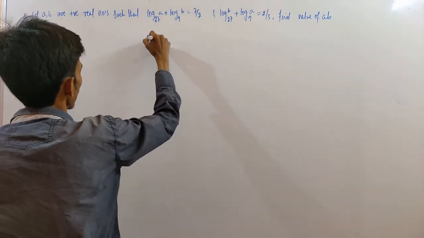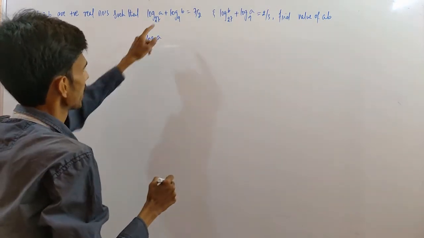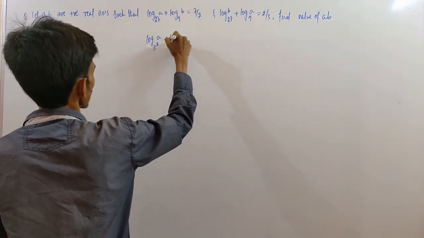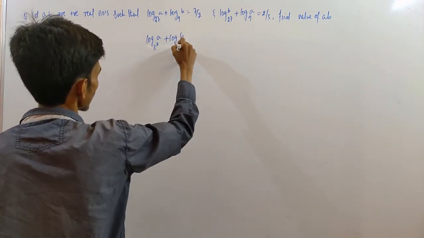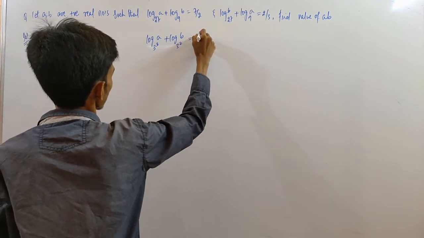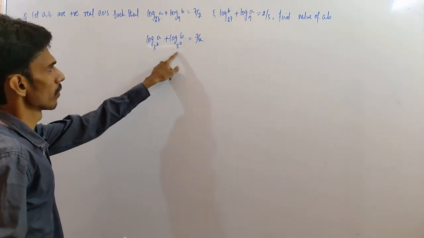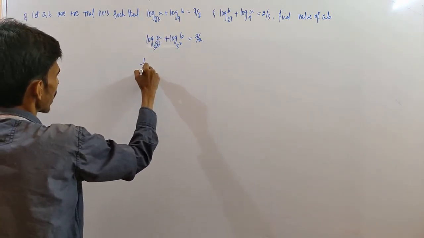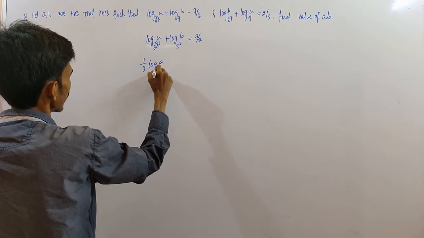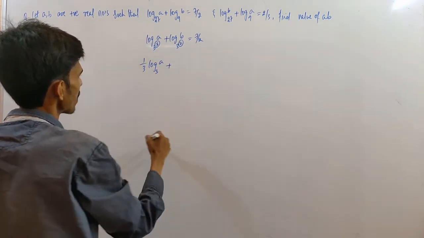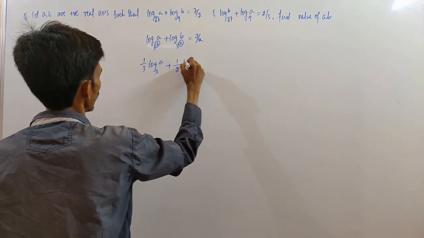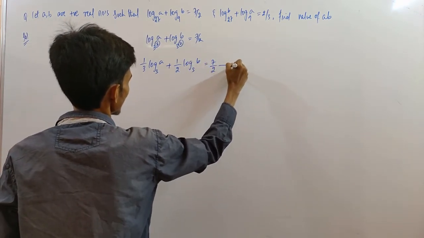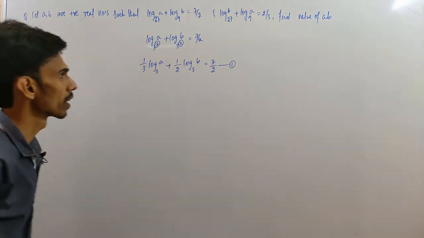Now this term, log a as it is, 27 can be written as 3 power 3, plus log b, 9 can be written as 3 square, equals 7 by 2. Now this 3 will come out of the log, so it will become 1 by 3 log a base 3 plus this 2 will come out, so it will become 1 by 2 log b base 3 is equal to 7 by 2. Let us take this as equation 1.